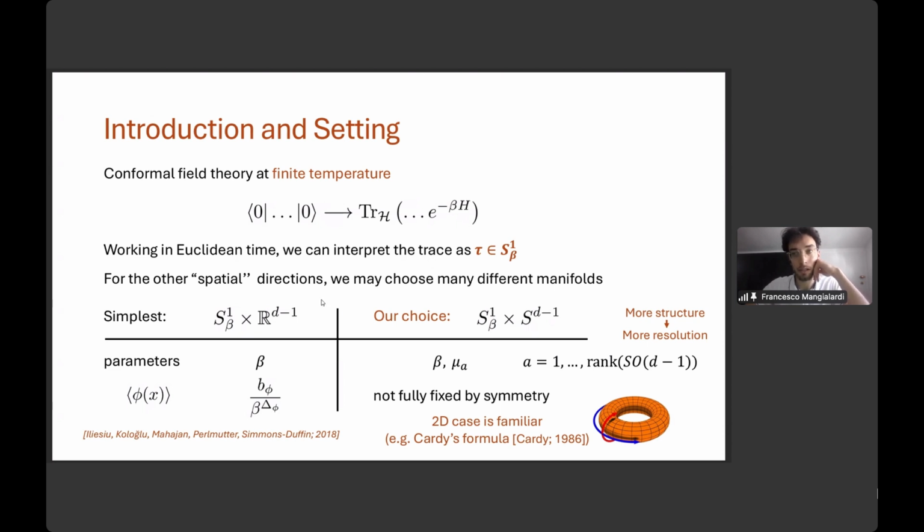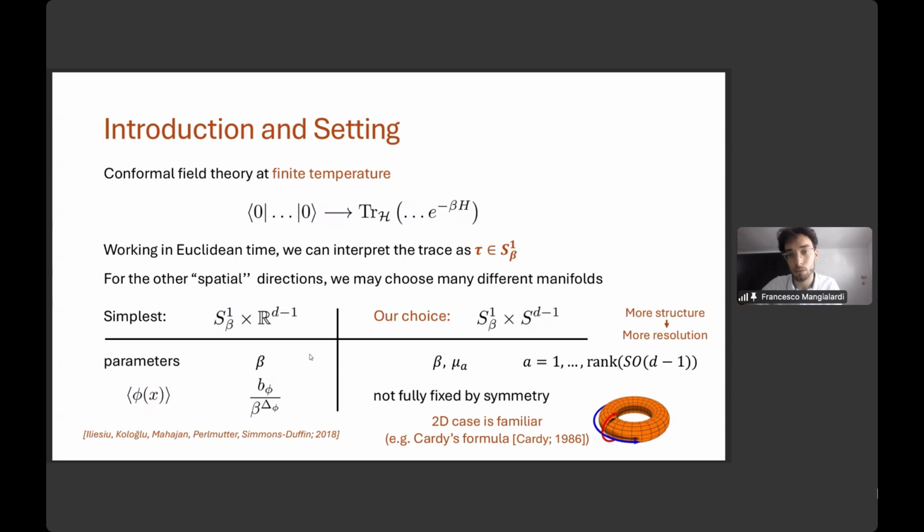The simplest one, and also probably the most studied, is the one where the spatial directions are just flat space. And in this case, the geometry is described just by the temperature as parameter, or inverse temperature. And in this setting, the correlation functions, in particular, are simpler. In particular, the one-point functions are completely fixed by symmetries, to the point that the one-point function of a scalar is of this very simple form here.